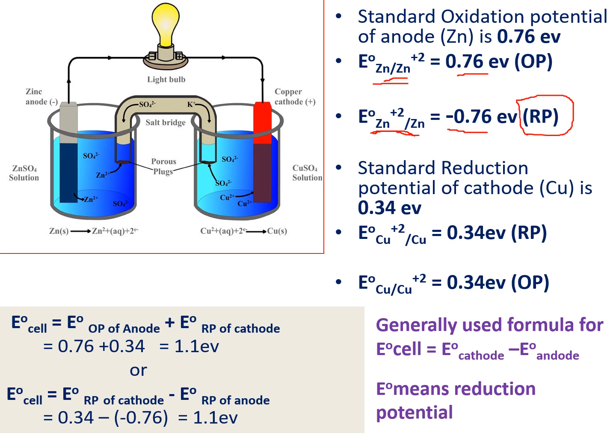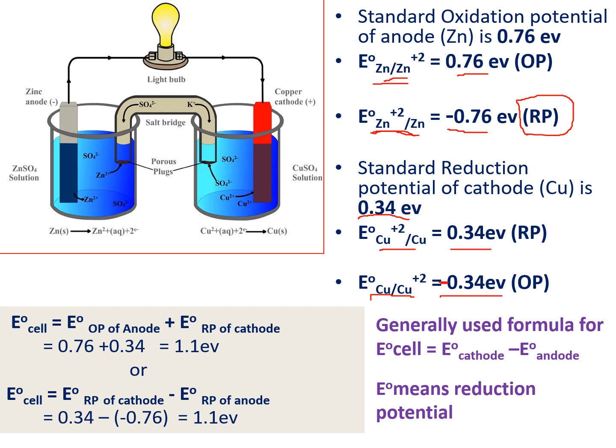In the same way, the standard reduction potential of copper, that means the cathode, is 0.34 electron volts. Reduction potential means Cu plus 2 to Cu is equal to 0.34 electron volts. But if I want to write the oxidation potential of copper, how can I write it? Just keep a negative sign. So the oxidation potential of copper, Cu by Cu plus 2, meaning oxidation, is equal to minus 0.34 electron volts.